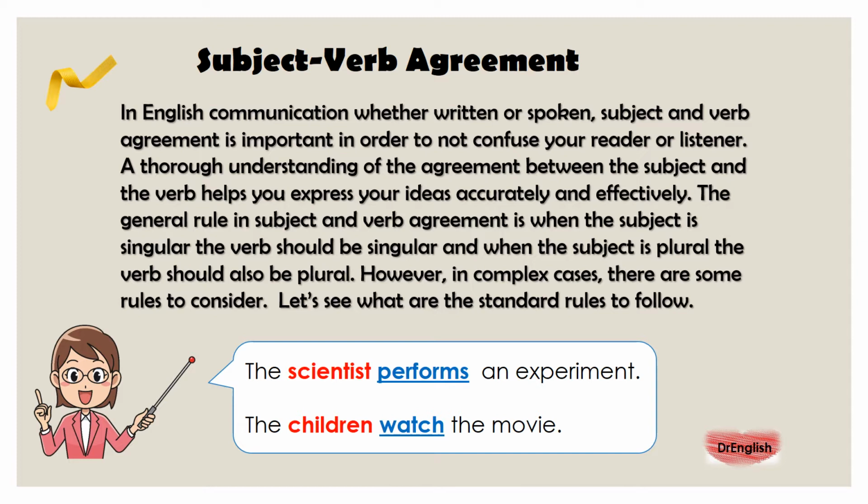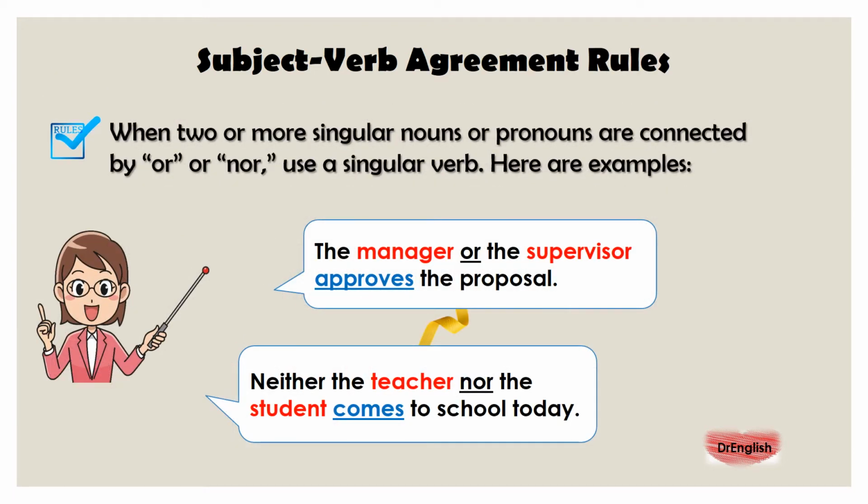However, in complex cases, there are some rules to consider. Let's see what are the standard rules to follow. All right. The first rule says when two or more singular nouns or pronouns are connected by or, nor, use a singular verb. Let's look at the examples.